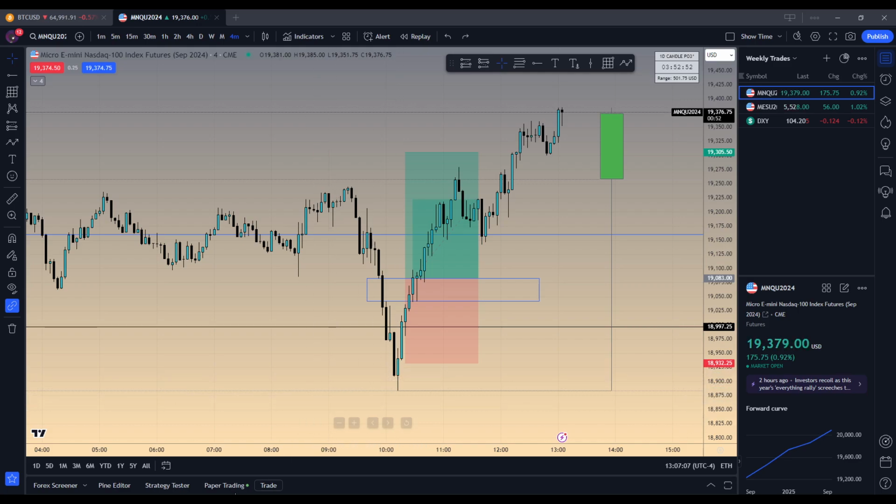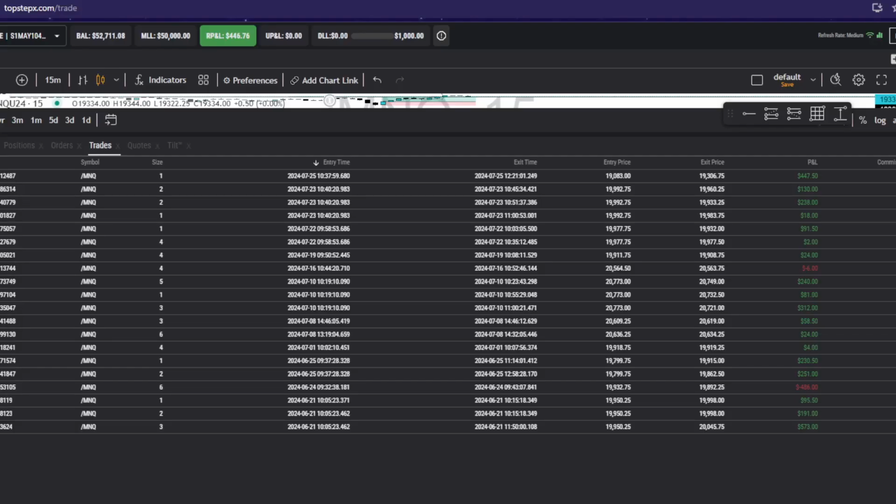So here is the proof of entry on Top Step. You see the top one, July 25th, plus 447. It was actually like a 1-to-1.3 risk reward ratio, I think. So I ended up risking like $340 to make 447, risking 1% of my account size on a $50,000 Top Step account. So there we go.